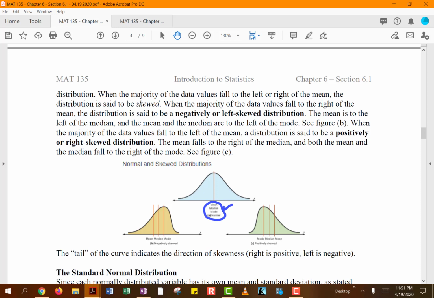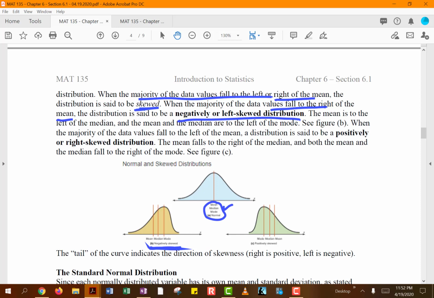Okay, now they're saying when the majority of your data values fall to the left or to the right of the mean, we say our data or our distribution is skewed, right? So if the majority of your data values fall to the right of the mean, then we're saying it's a negatively or left skewed distribution, which would look like this. So you can see our mean is going to be to the left, median is going to be in the middle, and then mode is going to be to the right of both of them.